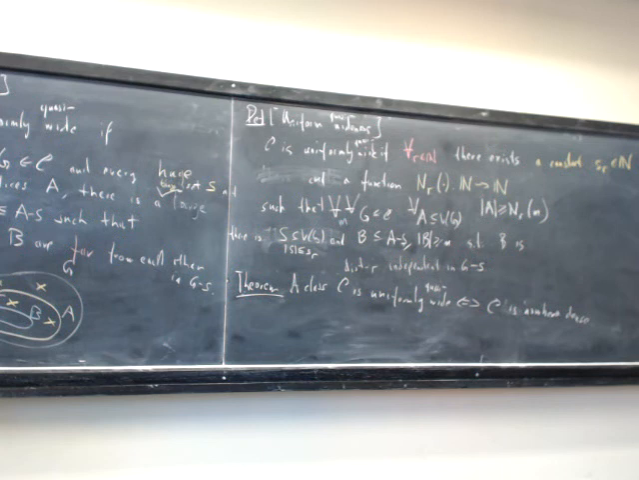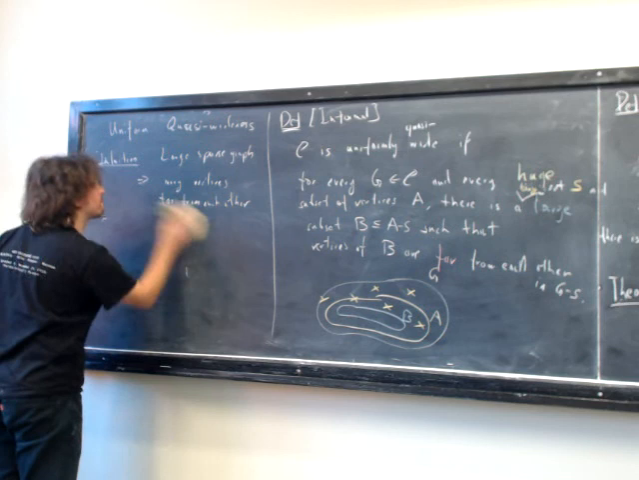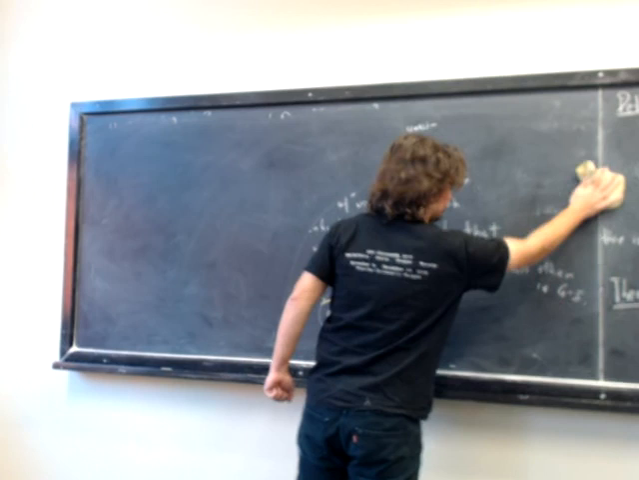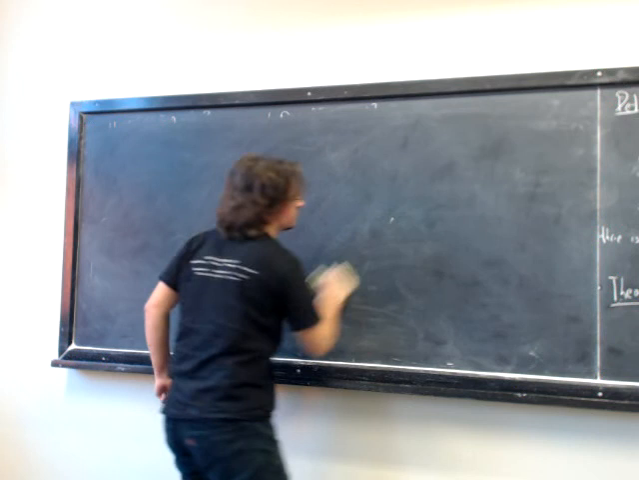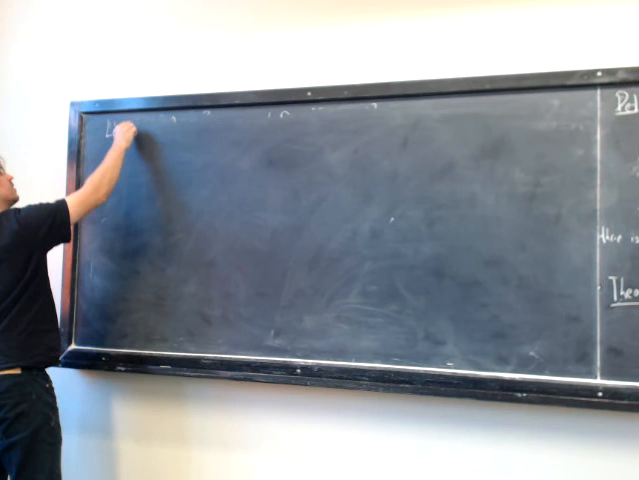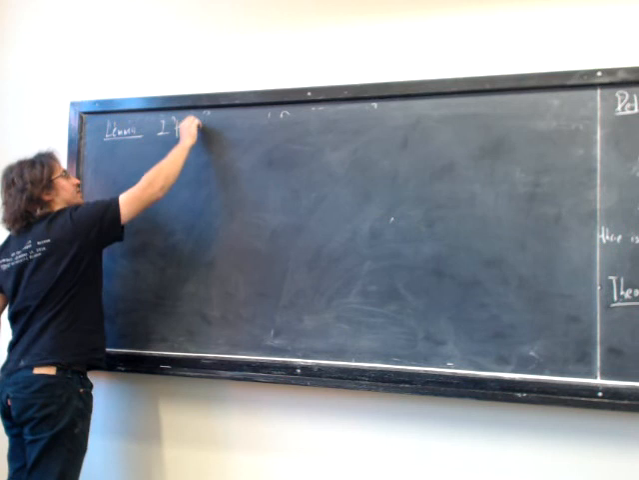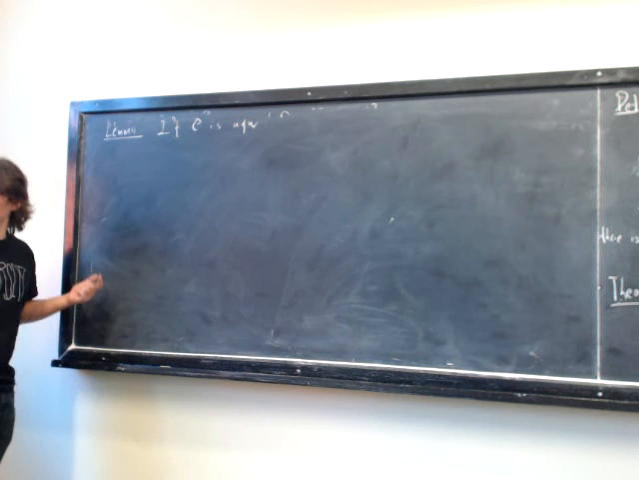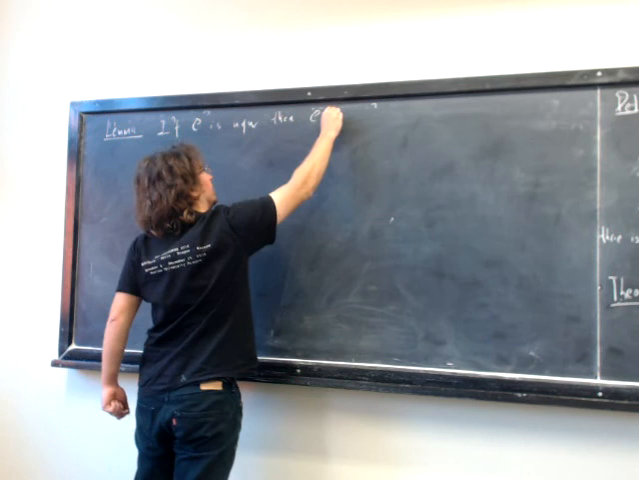So the proof of the easy direction. Okay, so the first lemma, which will be the easy direction, is that if C is uniformly quasi-wide, I will write this abbreviation because this is a really long term, then C is nowhere dense. Okay, the proof.